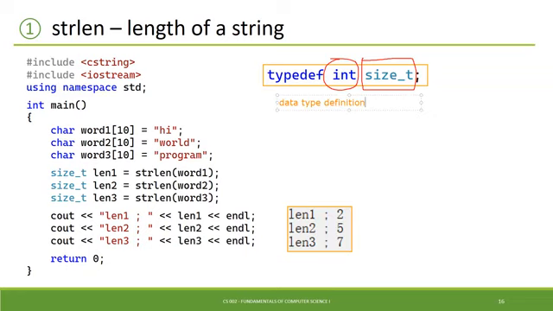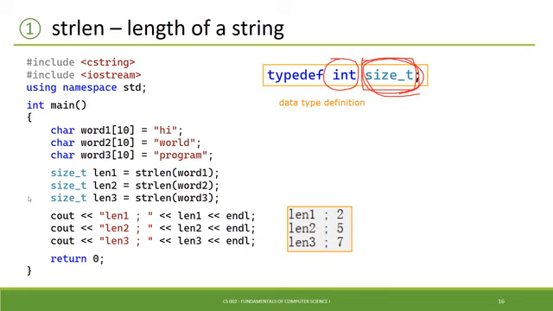And there are some predefined data type definitions like this. Okay, and the most famous data type definition is size_t. So whenever you see size_t, then just think this is an integer. It is an integer. That's it. No more. It is pretty simple. Okay.